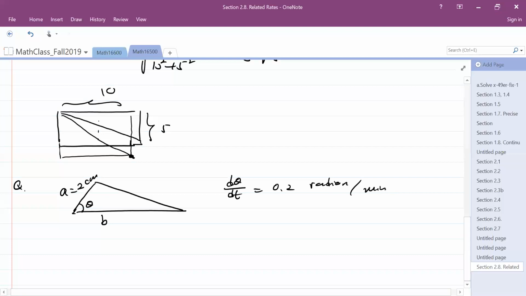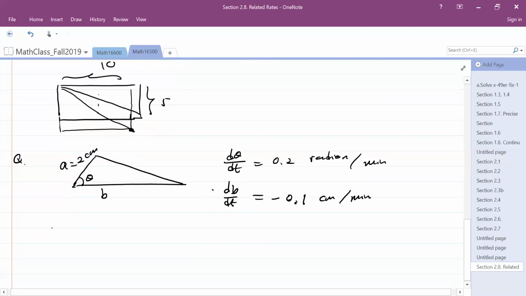And if you do not change the base, you are going to change the area. So what I want to do here: we also know that the base is also changing, but I'm going to make it a decrease. This is in centimeters per minute.